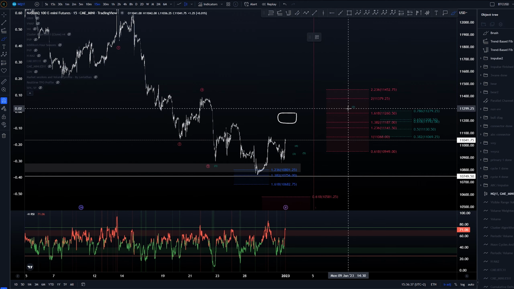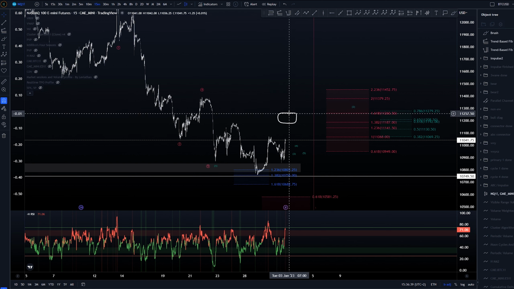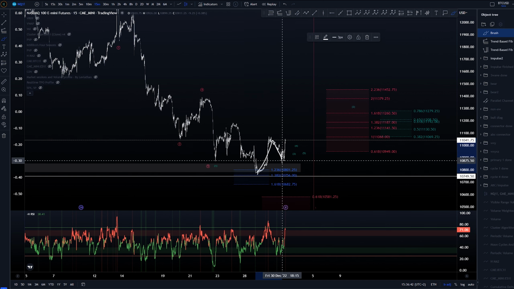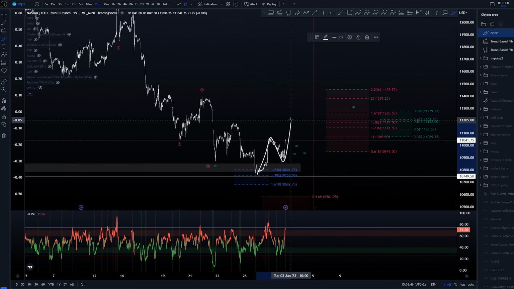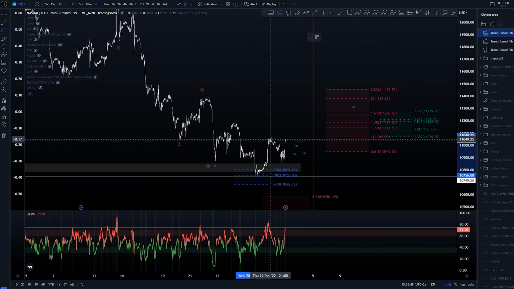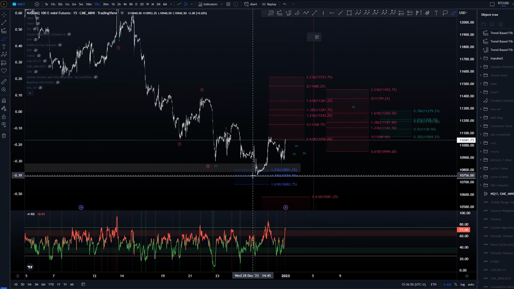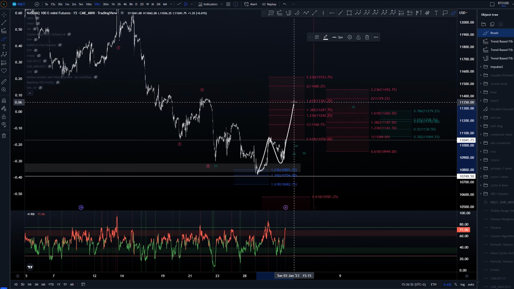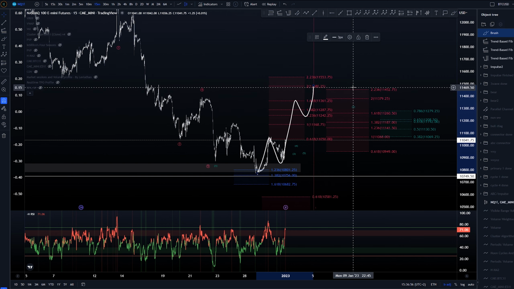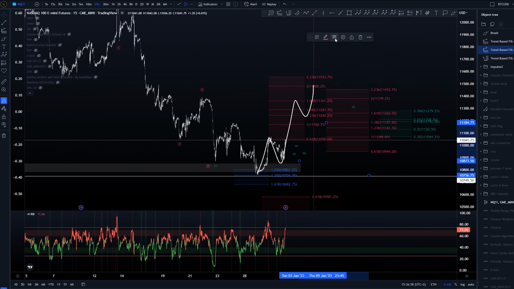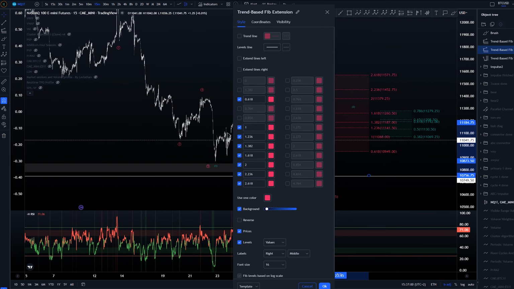The issue that I have with this area here is that it is so small in comparison to this first structure. If this is not an ABC structure and it turns out to be a wave 1, 2 and then 3, 4, 5, then it is going to be very extended. It's going to be very extended. Again, 2.618 is the maximum for expanded flats.